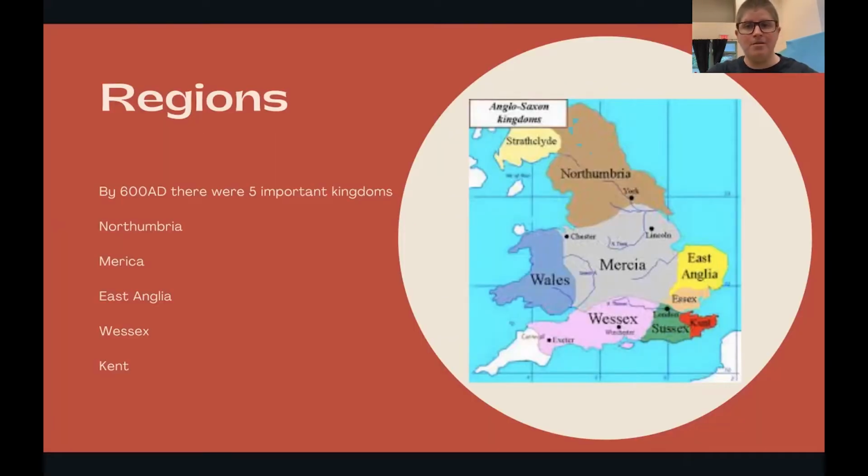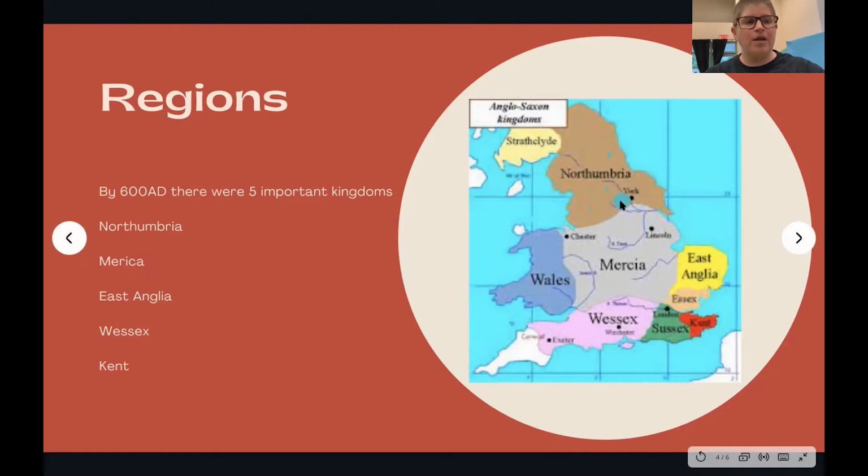So I know this map isn't the best, but it shows more or less how the different Anglo-Saxon peoples controlled different areas of what is today England. By 680, there are 5 important major kingdoms. There's some smaller ones in here, but 5 really big ones. If there is a smaller kingdom in between here, they are beholden to one of these other bigger kingdoms.